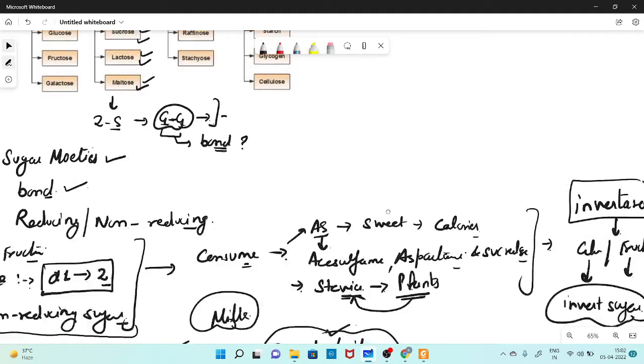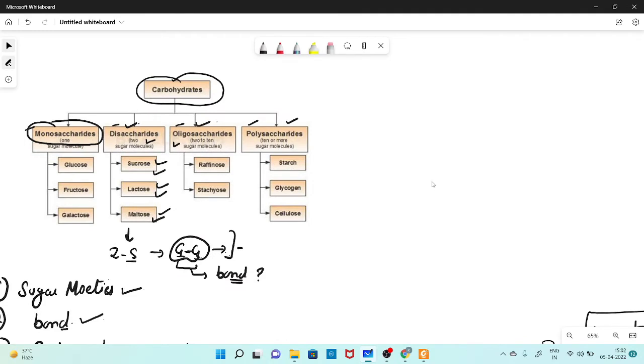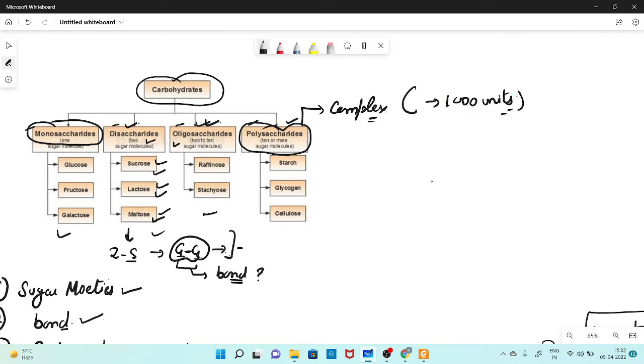Right, so next, in the same way oligosaccharides are also formed. There could be tri-sugar molecules, 3 sugar molecules, there could be 4 sugar molecules. You should know all the examples. Now let's discuss the polysaccharides. Polysaccharides are very complex structures, and they have sugar molecules of more than 1000 units. So let's discuss them.